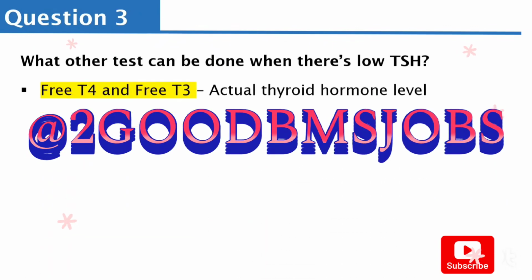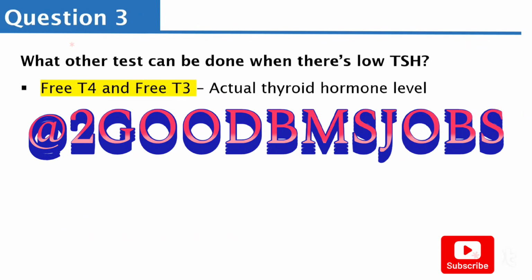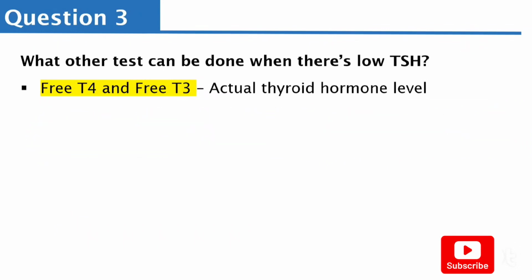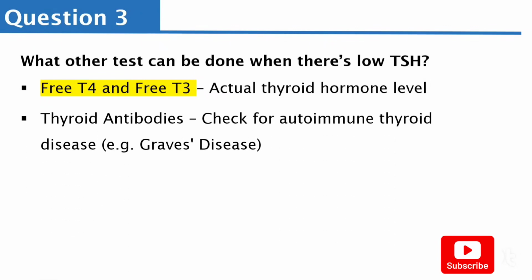Now, so what are the other tests? Number one, you are going to look at free T4 and free T3. So that will give us the actual thyroid hormone level. It will help us to understand what the level of the thyroid hormone is. Is it normal or is it abnormal? I highlighted this in yellow because this is a common one they do in biochemistry, T4 and T3. In fact, in most cases, it can be a routine test. Anyway, let's continue. So, thyroid antibodies, you can also check for autoimmune thyroid disease like Graves' disease.